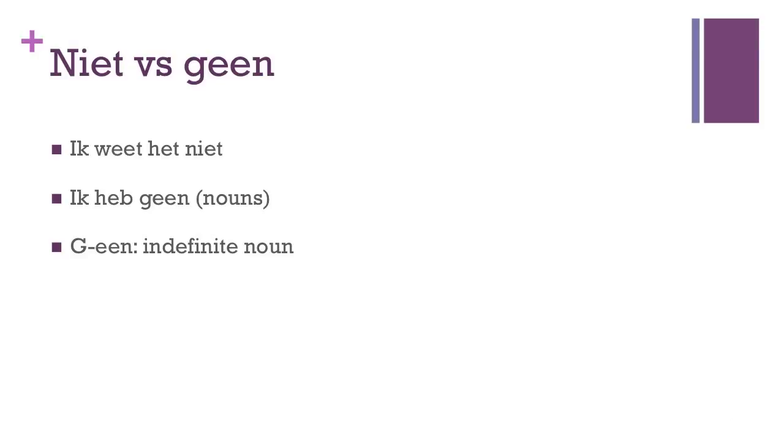Niet, on the other hand, is to put a verb, definite nouns, adjectives, and adverbs in the negative. A trick as well is to translate the sentence into English, and if there's a determiner in front of the noun, you put niet. For example, ik heb geen ouders is I don't have parents. There's no determiner in front of parents, so you use geen. Sometimes you can use both if there's both an indefinite noun and a verb in the sentence.